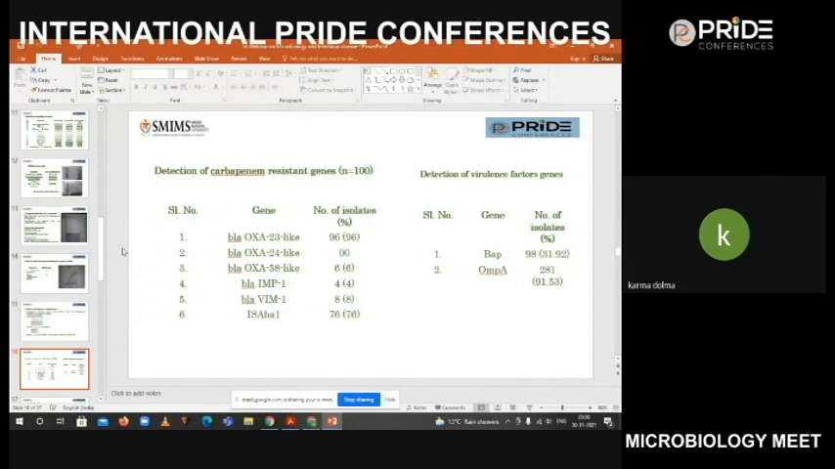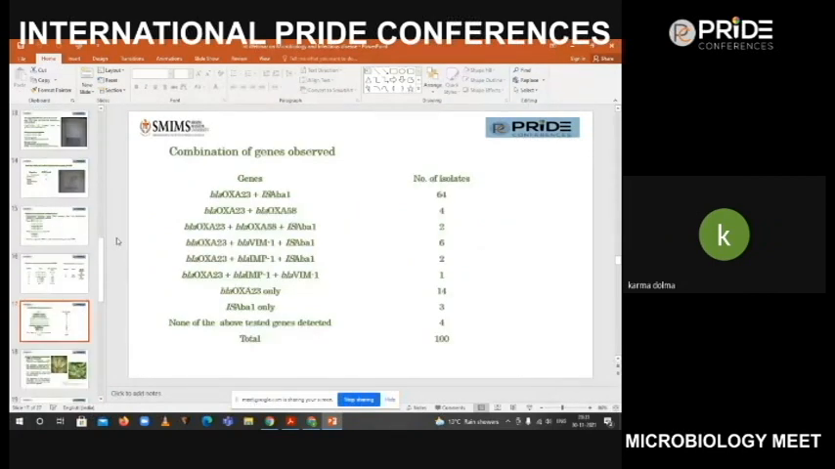We also tested virulence genes, like the biofilm-associated protein BAP gene, which was positive in only 31 to 32% of the 100 samples. For OMP, 91% were positive. In the combination of genes, we saw that both BLA OXA23 and ISAba1 were found together in 64 isolates.